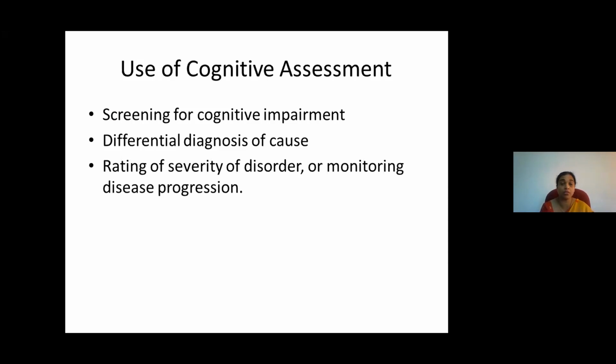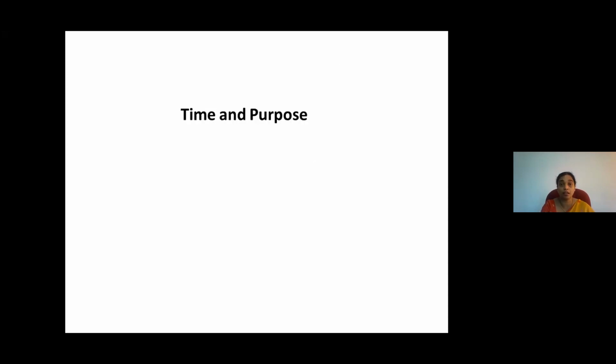Once we diagnose dementia, at some point we have to differentiate which diagnostic category this dementia fits into, like Lewy body dementia or frontotemporal dementia. It is a little advanced. Then the third category is rating the severity of the disorder or monitoring the disease progression. That is when we do the review, either in the clinic or in the ward, after diagnosing, then we do cognitive assessment.